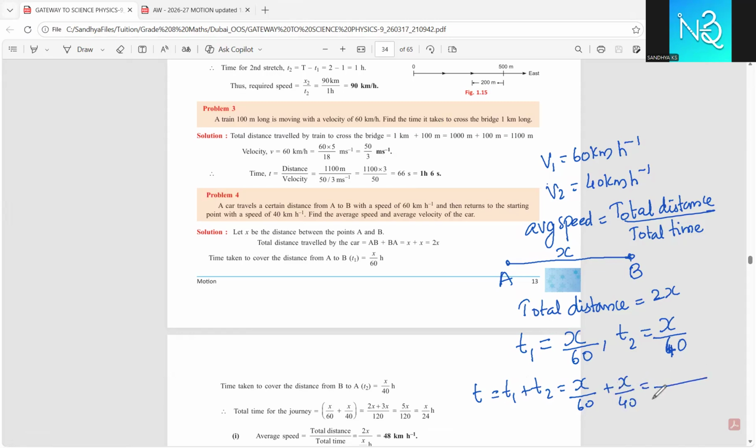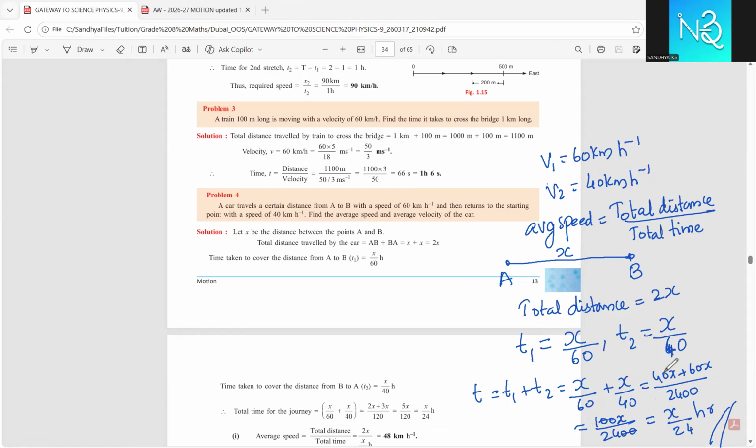It will become 40x plus 60x divided by 6 fours are 24, then 0, 0. So that is equal to 100x divided by 2400. So 0, 0 cancel. You will get x by 24 hours. Clear this point, total time taken.